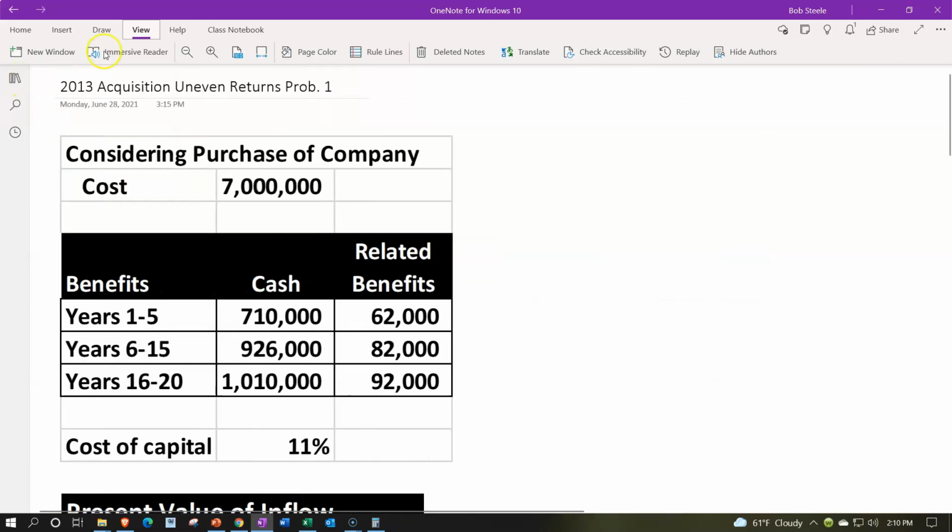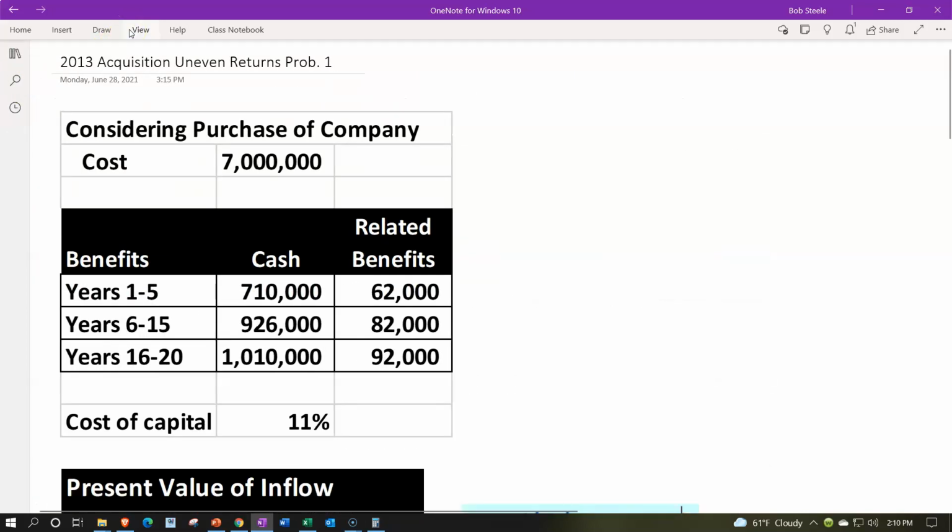Closing the icon, we've got our information up top. We've got the calculations down below. We're looking at an acquisition type of situation. One company is thinking about acquiring another company for a cost of $7 million for the acquisition process.